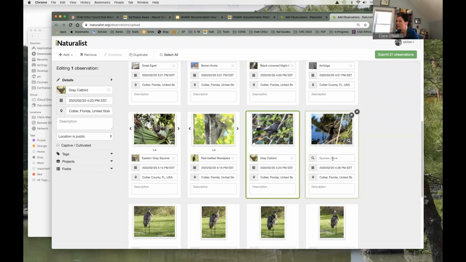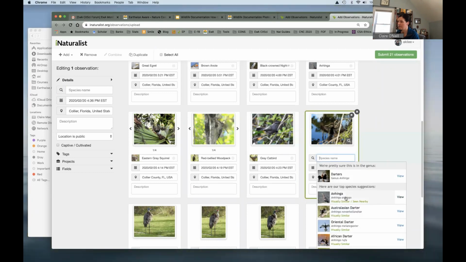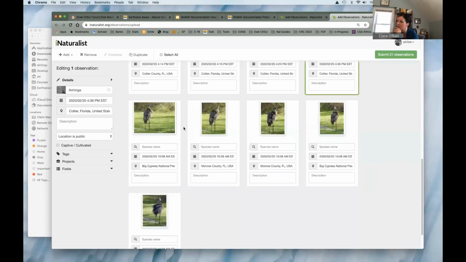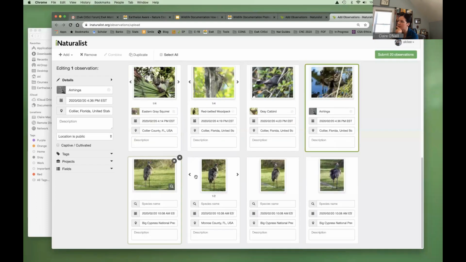And then we have another aninga, beautiful one, by the way. And then we have this one, and actually, I don't know in that area if they're endangered or not. I'm going to pick this one as my first. I'm going to show you the set.